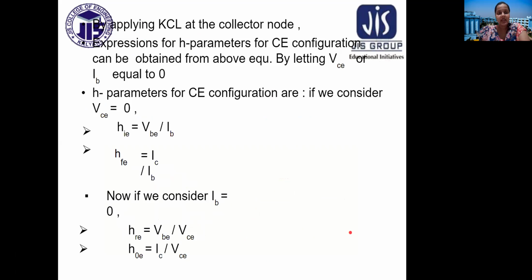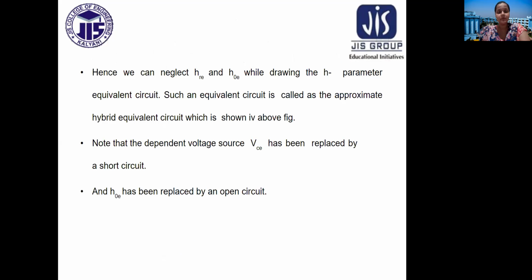Now applying KCL, the expressions of H parameters for the common emitter configuration can be obtained by letting VC or IB equal to 0. If we consider VC equal to 0, HIE becomes VBE by IB, that is base voltage by base current. HFE becomes the current ratio, that is IC by IB. Now, if we consider IB equal to 0, then HRE becomes VBE by VCE and HOE becomes IC by VC. So, these are the four hybrid parameters for the transistor.